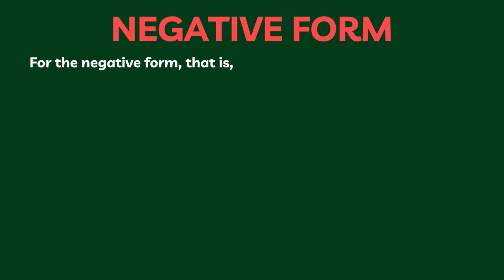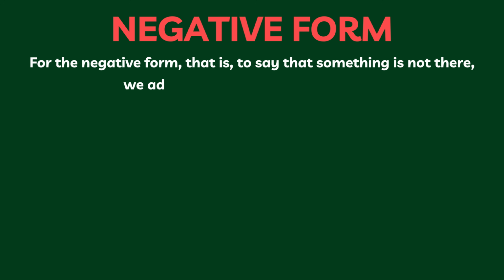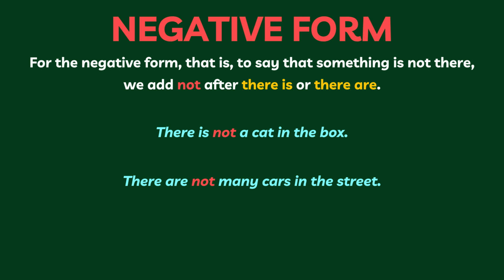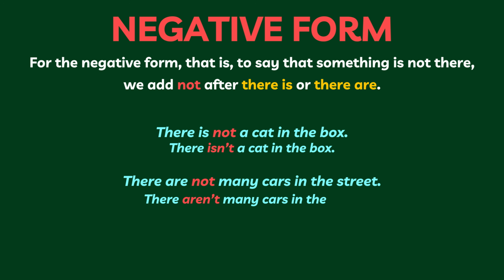For the negative form, that is to say that something is not there, we add not after there is or there are. For example, There is not a cat in the box. There are not many cars in the street. The short forms are very common in spoken English. The previous sentences would look like this in their contracted form. There isn't a cat in the box. There aren't many cars in the street.